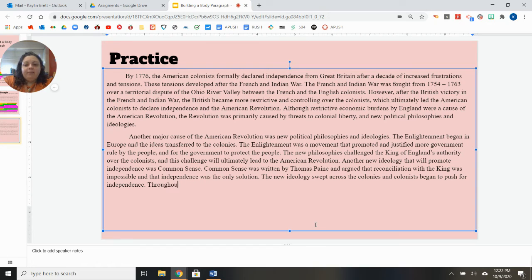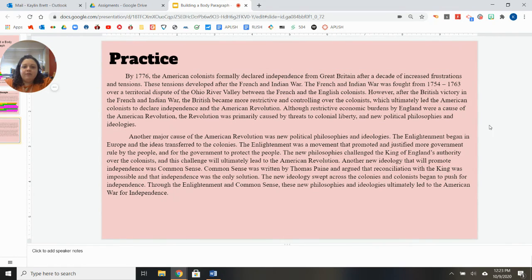And then we can just sum it up. Through the Enlightenment and Common Sense, these new philosophies and ideologies, ultimately, still can't spell, ideologies ultimately led to the American War for Independence. Okay, so then we have subpoint B done.